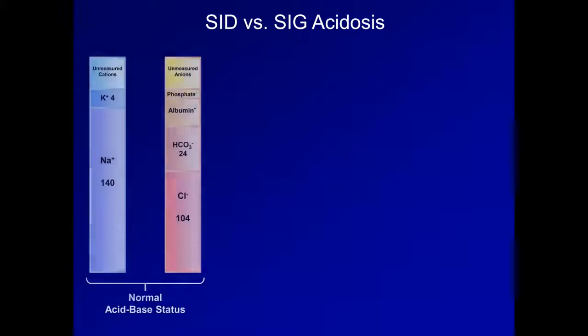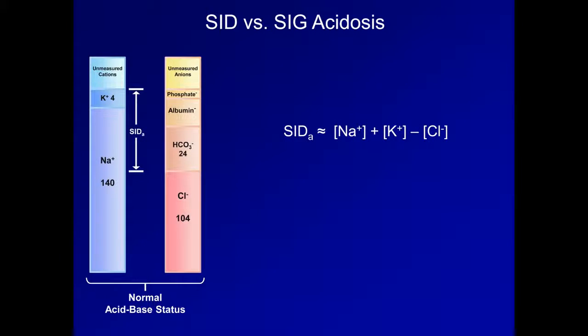We'll start with the ion concentrations seen in a patient with normal acid-base status. The Stewart model places greater emphasis on the specific concentrations of albumin and phosphate, so we will include the negatively charged proportion of these molecules in our analysis. To remind you, there are several similar equations used for the calculation of SID-A, but it is approximately equal to sodium plus potassium minus chloride, shown here.